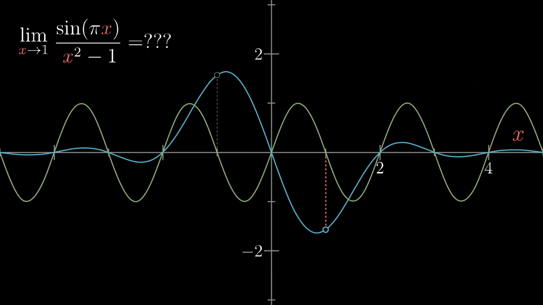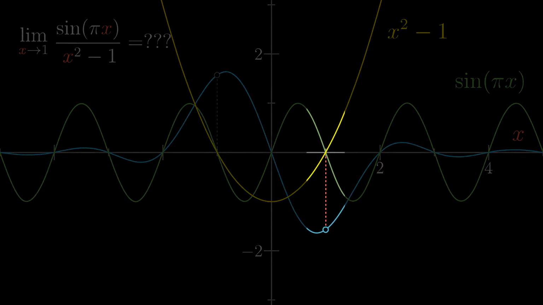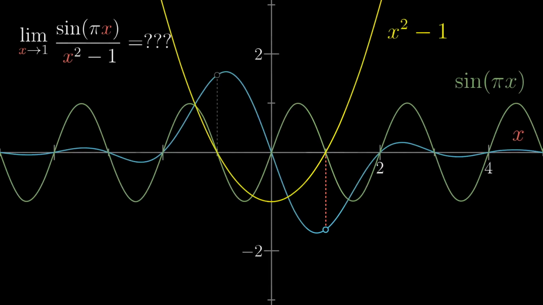Here's what the graph of sine of pi times x looks like. And here's what the graph of x squared minus 1 looks like. That's kind of a lot to have up on the screen, but just focus on what's happening around x equals 1. The point here is that sine of pi times x and x squared minus 1 are both 0 at that point. They both cross the x-axis.